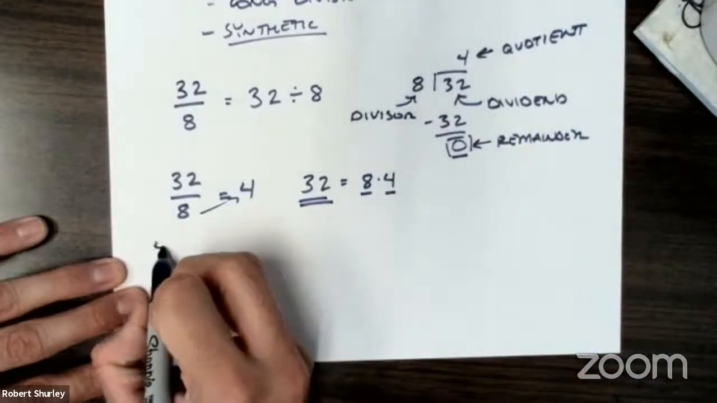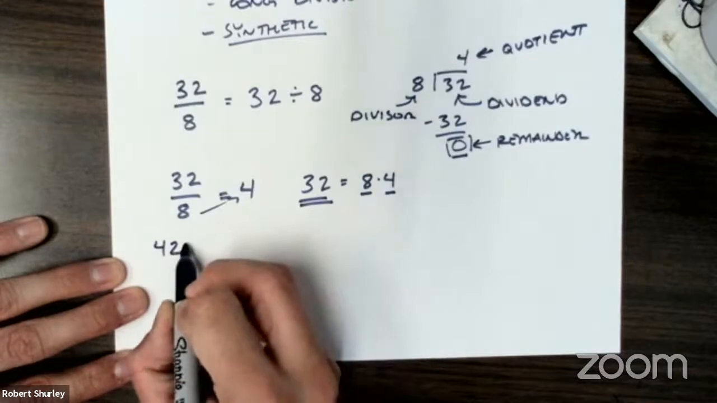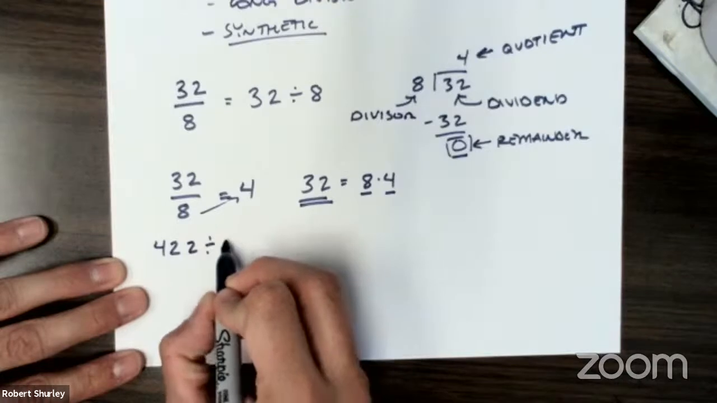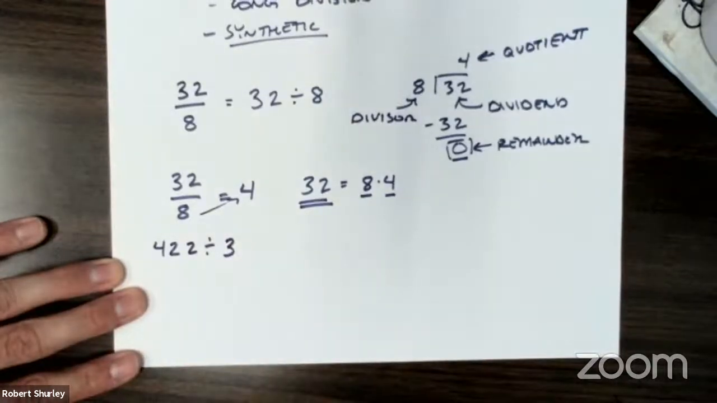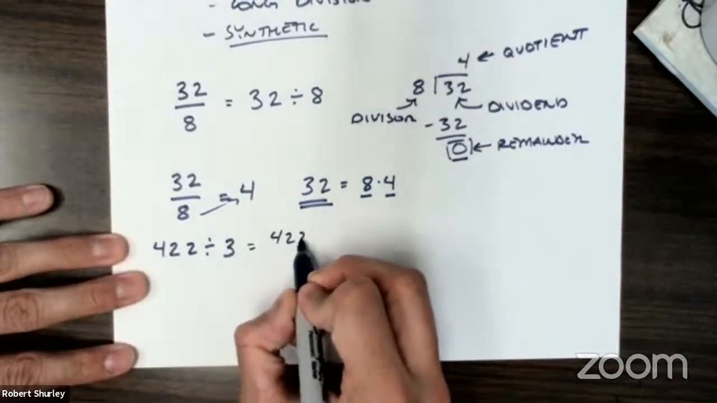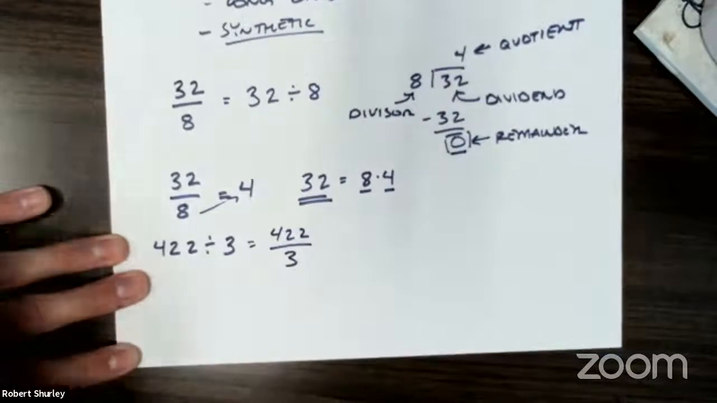Let's say we were looking at 422 divided by 3. Okay? 422 divided by 3. I don't think this will divide evenly. And again, we can write it as 422 divided by 3.